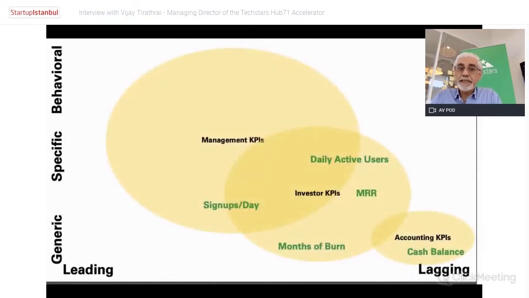And then you have management KPIs. These are KPIs that you as a CEO or CTO really need to pay attention to, because you can't get the net cash balance if you don't start the journey with those management KPIs. So that could be very specific to your business, right?